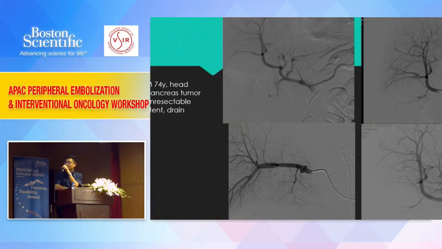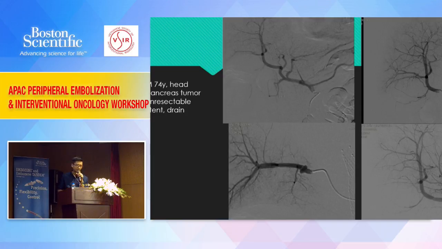The other patient, a 74-year-old man with a head of pancreas tumor, unresectable. In the hospital, we put the stent to drain the bile, but we also put the drainage, and after 1 week we withdraw the drainage. And just after withdrawing the drainage, the patient has symptoms of very massive bleeding and severe condition.